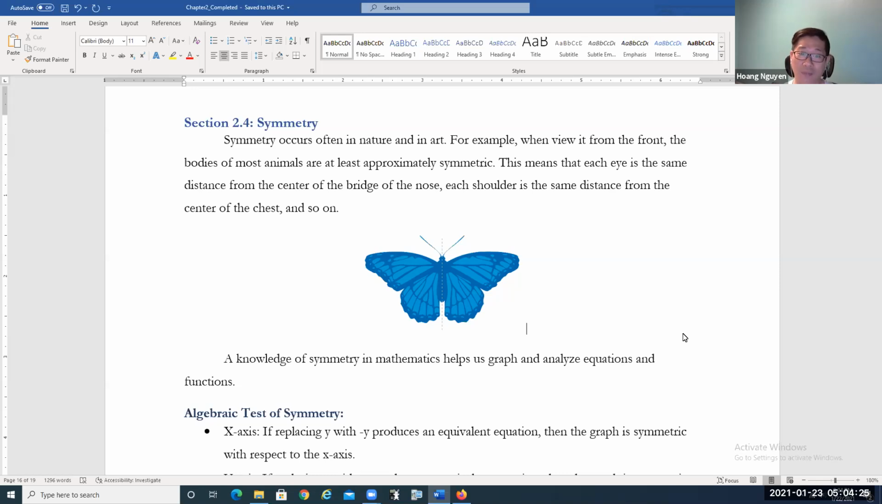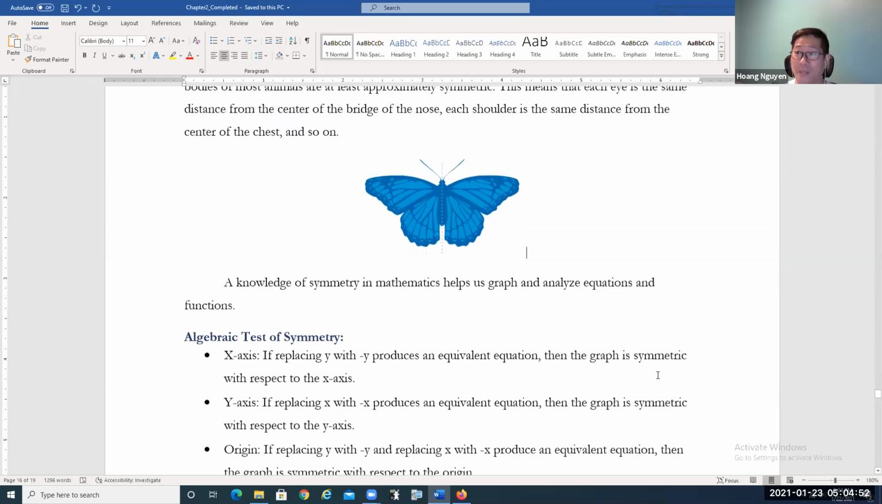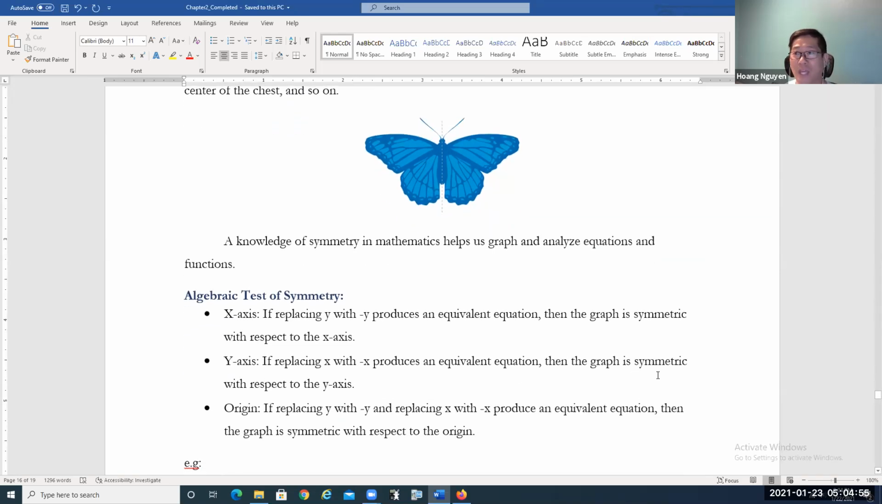Knowledge of symmetry in math helps us to graph and analyze equations and functions. So algebraically, how can we know the symmetry for the graph and the equation? How can we determine if an equation or the graph of a function will be symmetric? Let's take a look at the algebra test for symmetry. We can use this concept to determine if a graph, an algebraic equation, or a function will be symmetric.